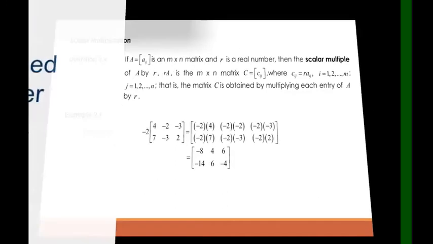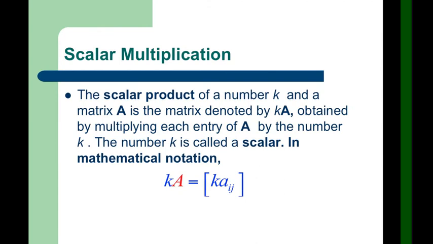Now, let's have another example. The scalar product of a number k and a matrix A is a matrix denoted by kA. It is obtained by multiplying each entry of A by the number k. The number k is called a scalar in mathematical notation. kA is equal to the square bracket of k times a sub ij. Similar to what I said earlier.